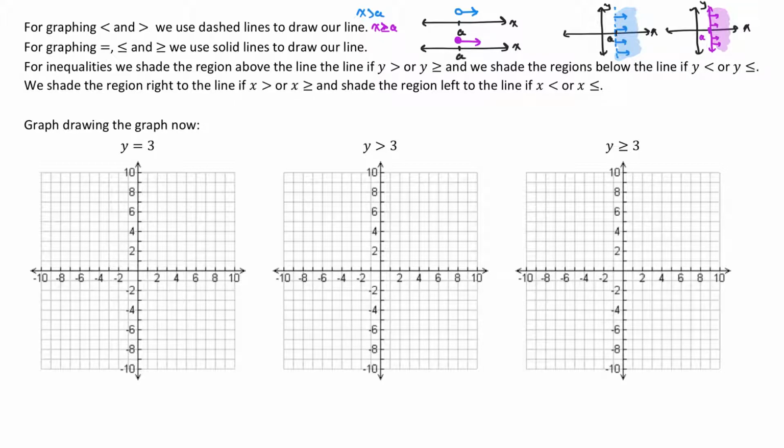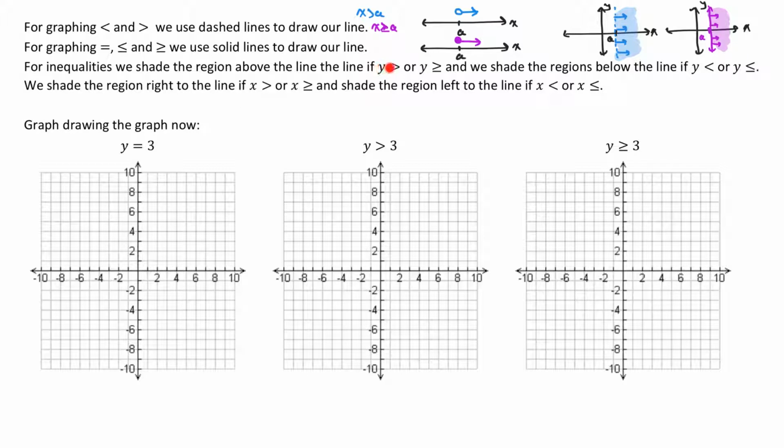Again, the concepts are the same as doing it in 1D, except now we have 2 dimensions, so instead of just using one dot, we have to use a line to indicate things. For graphing things that are just smaller or bigger, we use a dash line. For graphing things that are equal or smaller, or equal or larger, we use solid lines. In terms of which regions we shade, for inequalities, we shade regions above the line. So if our line was like this, we would shade everything above that line.